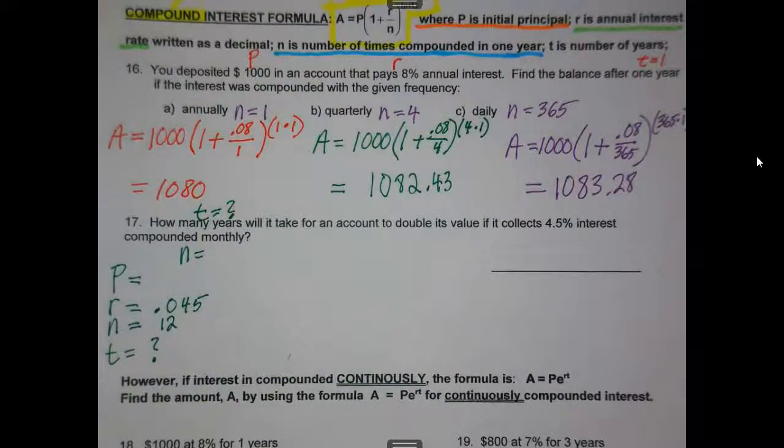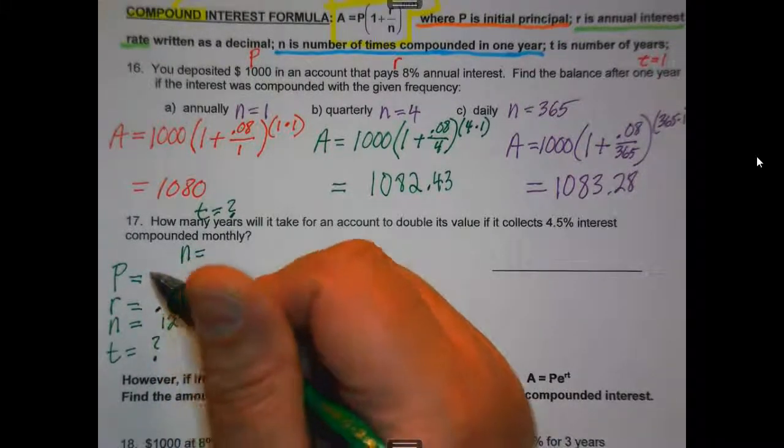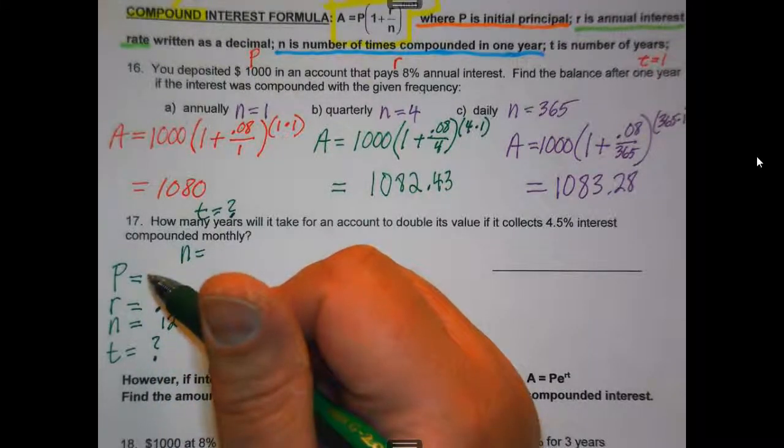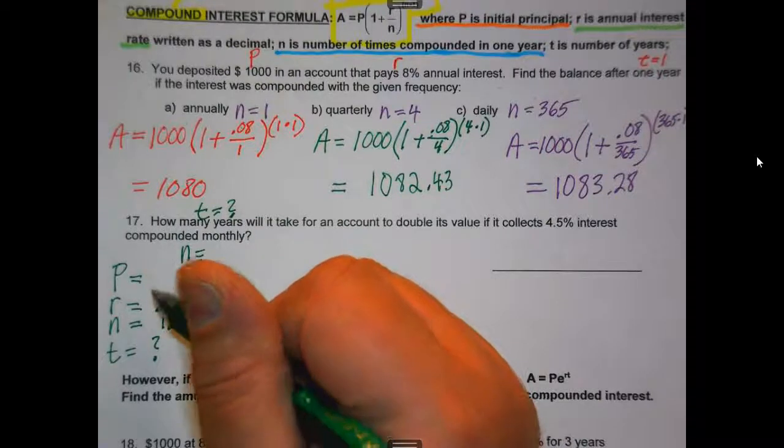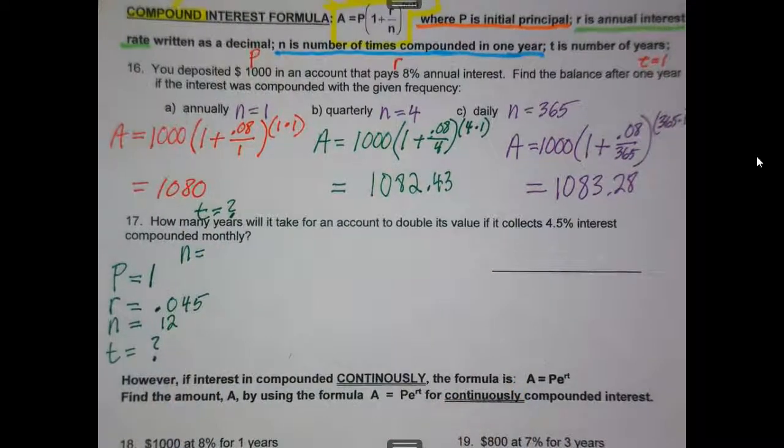You have some issues, man. What's my principal? Where'd you get 3? That's a great number to choose. It's not listed here, so 1 would be a great number to use for our initial amount.